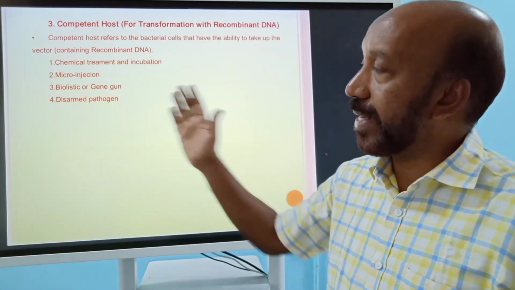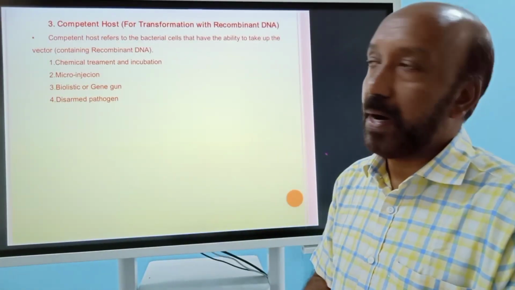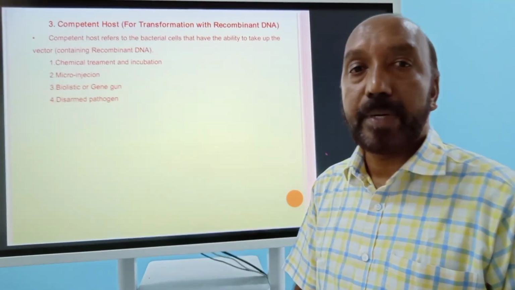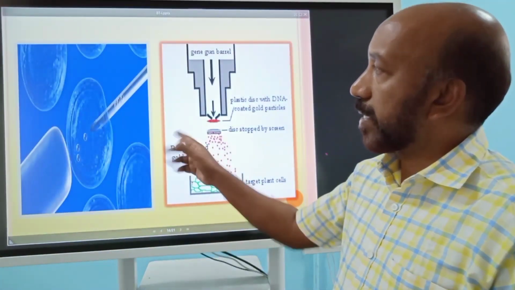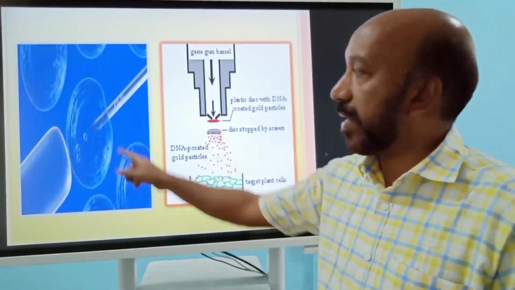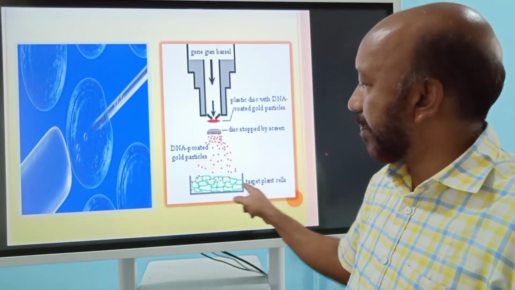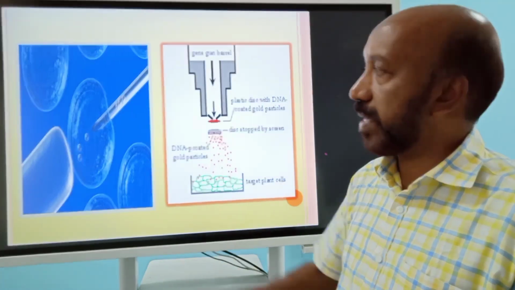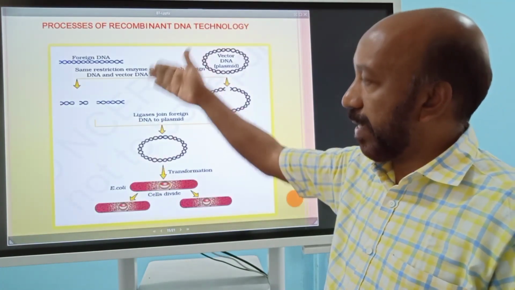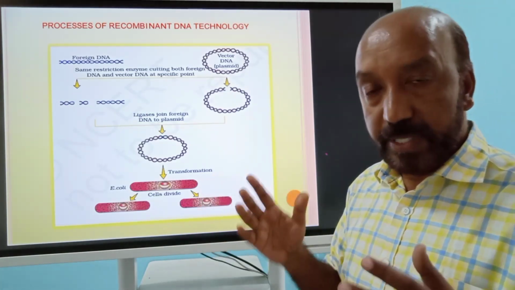So these are the different techniques we use for introducing that particular gene into the host organism: chemical treatment and incubation, microinjection, biolistic or the gene gun, and disarmed pathogen. These are the 2 images of microinjection and the biolistic gene gun, in which directly we are inserting here, and here we are bombarding the target plant cell with microparticles. These 2 are used in animal cells and plant cells respectively. And this is the entire process that normally takes place at the time of creation of a genetically modified organism.